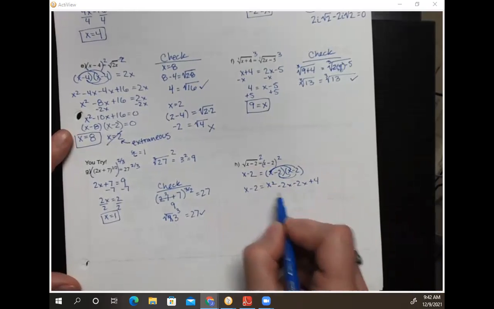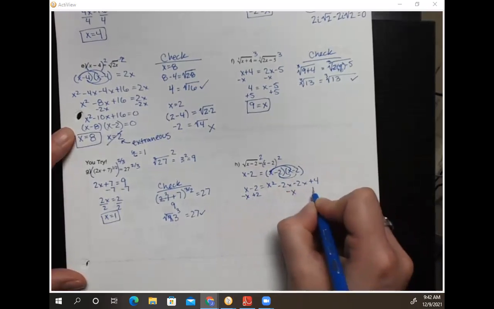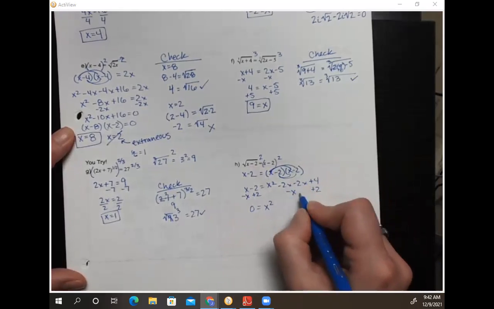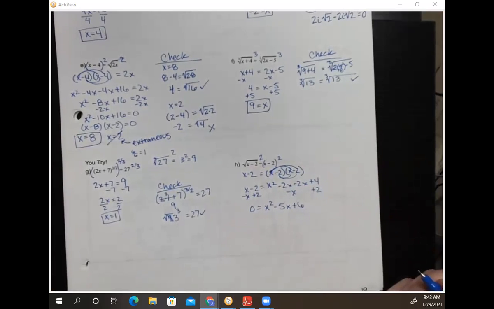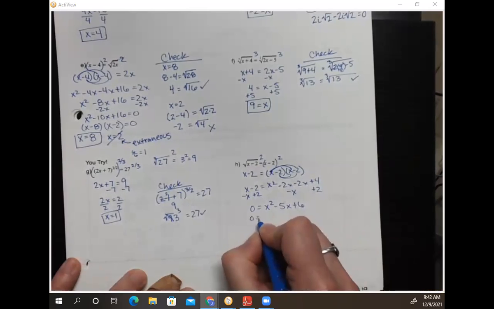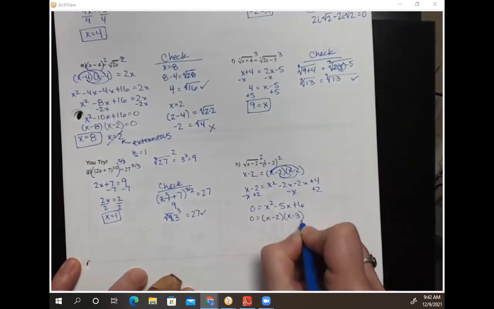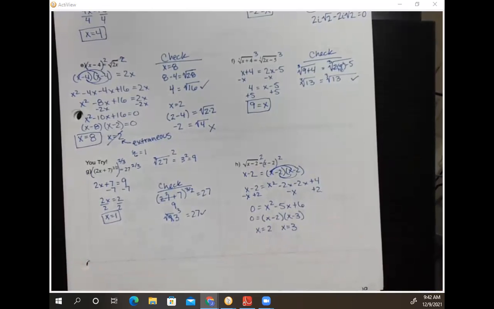And then since I have x squared and x terms, I'm going to move everything to the same side and do my combining all at once. So I have 0 equals x squared minus 5x plus 6. Again, this will factor. If you wanted to complete the square here, you could. If you wanted to use quadratic formula here, you could. Any of our appropriate quadratic solving methods would be fine. I'm going to choose factoring. This would give me x minus 2 times x minus 3. So my solutions would be x equals 2 and x equals 3.